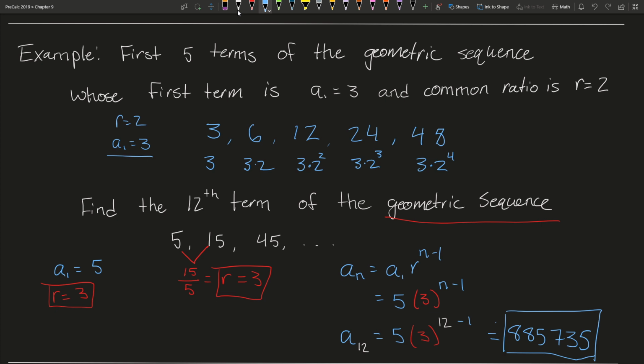So questions about that? All right, so that's finding terms of a sequence and then finding a certain term of a sequence.